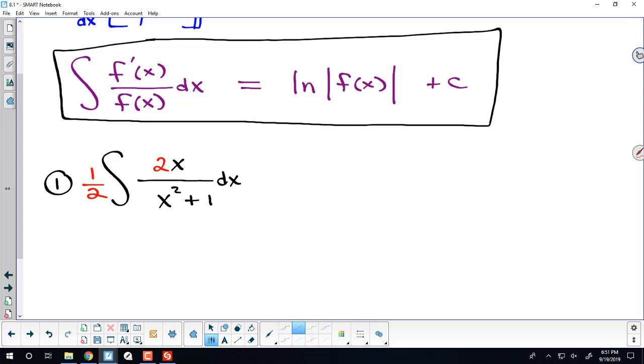And now we recognize that this is a function, and above is its derivative. So that's now in that logarithmic form. If that's recognizable, then we can immediately say that that's natural log absolute value of x squared plus 1. We had that additional 1/2 in there, plus our constant.